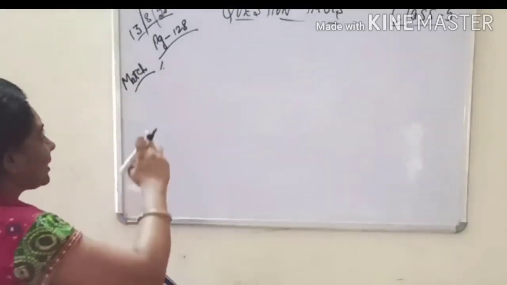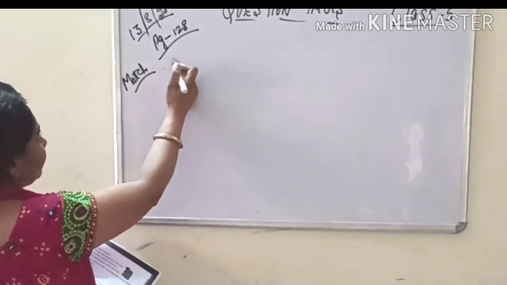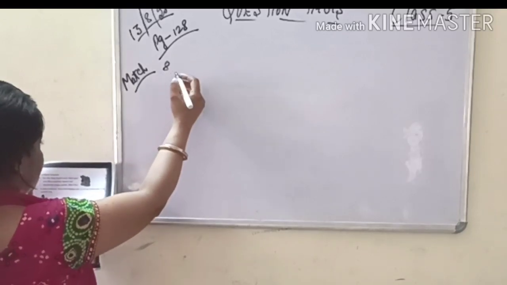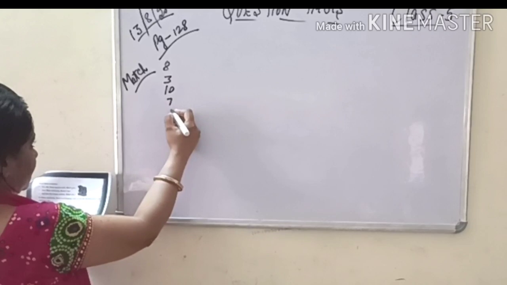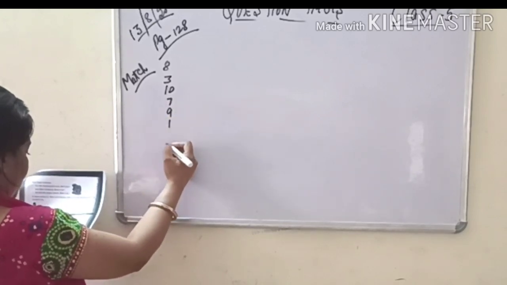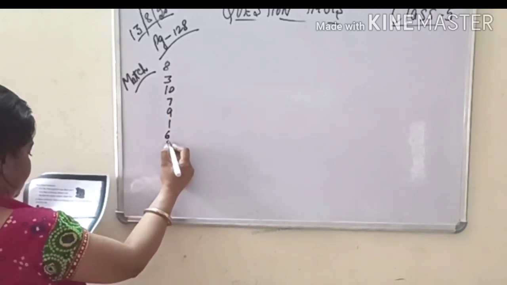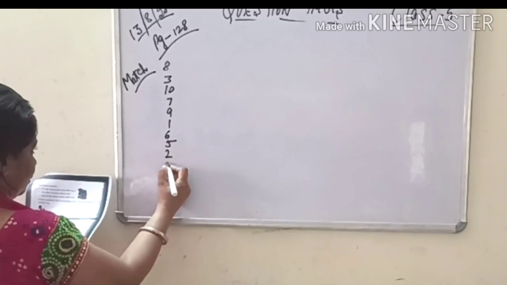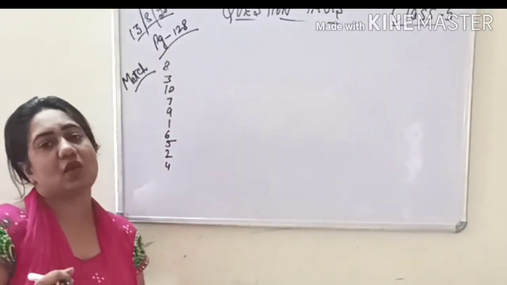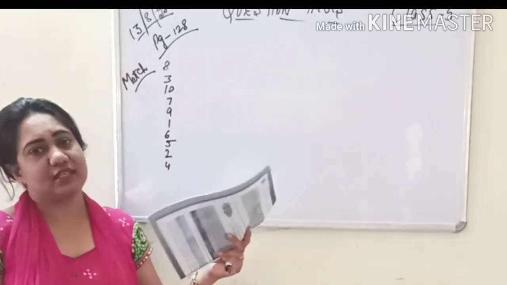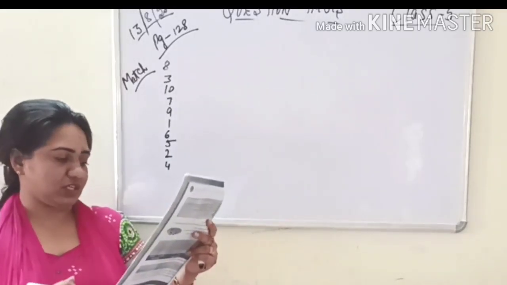So what should be the correct series here? Let's see. It is 8, 3, 10, 7, 9, 1, 6, 5, 2, 4. So this should be the correct series in your answers. You can just tally it out, and with this we finish.